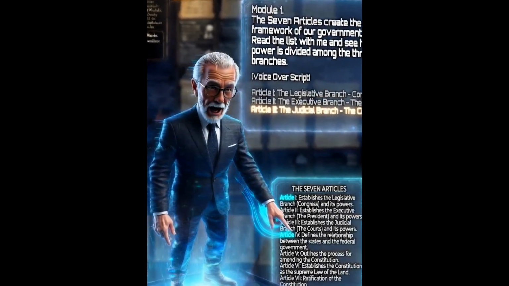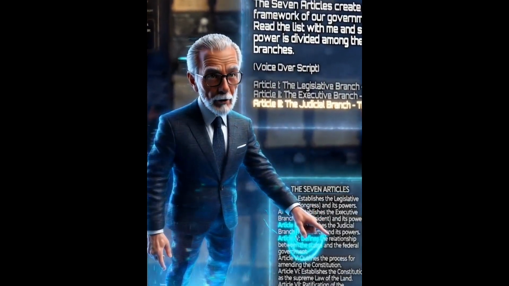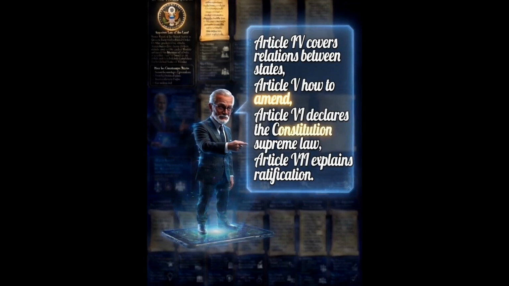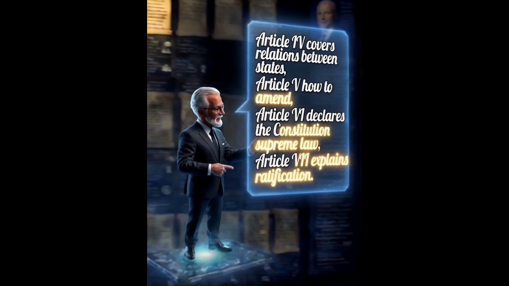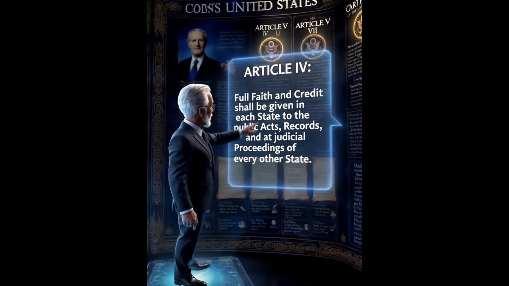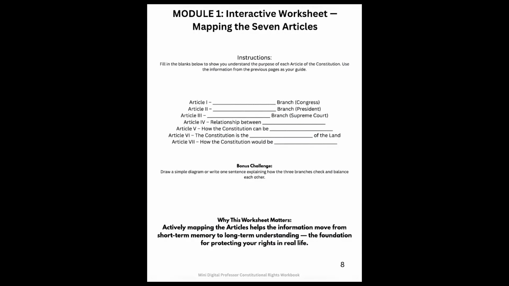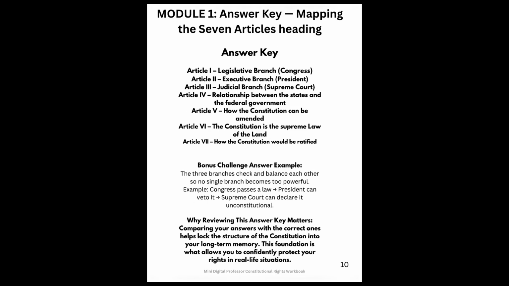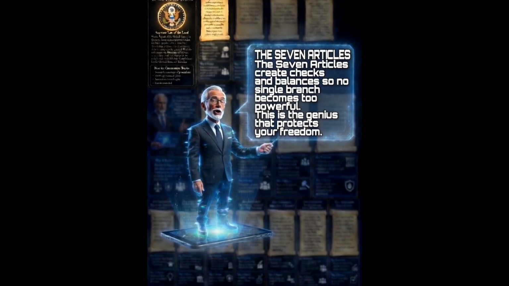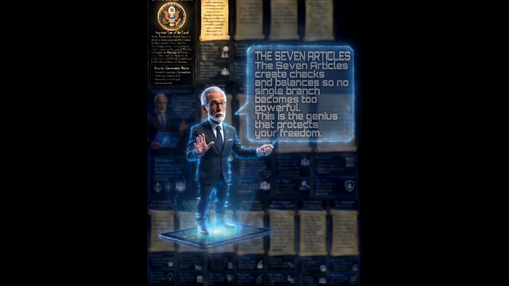Article 1 establishes Congress, Article 2 the President, and Article 3 the courts. Article 4 covers relations between states, Article 5 how to amend, Article 6 declares the Constitution supreme law, Article 7 explains ratification. These articles ensure cooperation and the supremacy of federal law. The 7 articles create checks and balances so no single branch becomes too powerful.